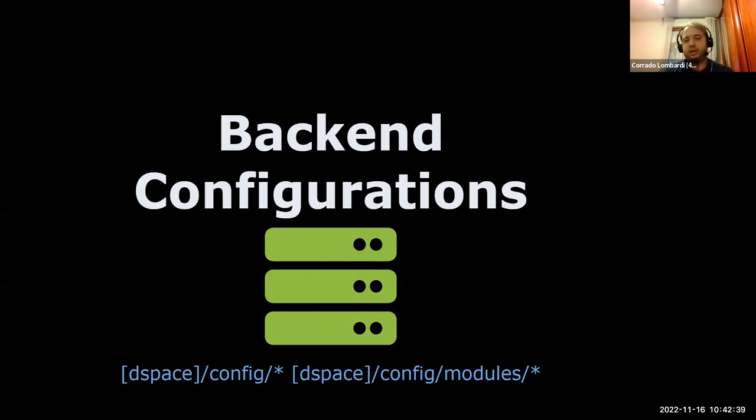Okay, so these were, let's say, the most common properties a DSpace 7 adopter might want to change. Jumping to the backend, configuration files are all under the config folder of the DSpace installation directory, as well as its subdirectory modules. Next, please.